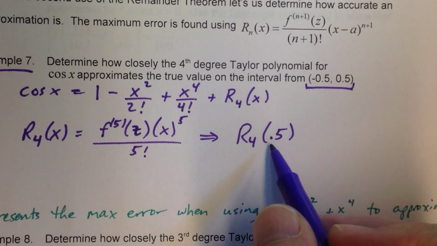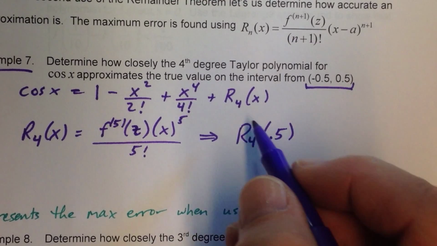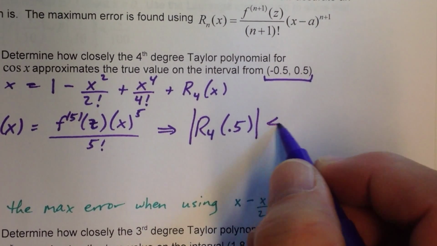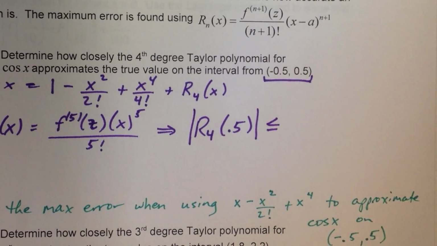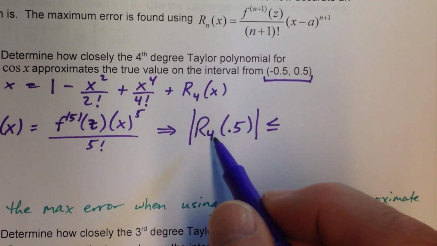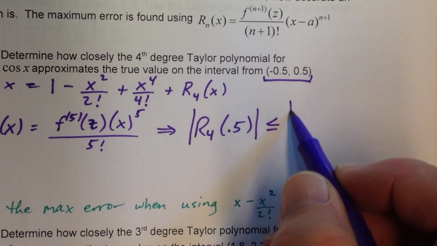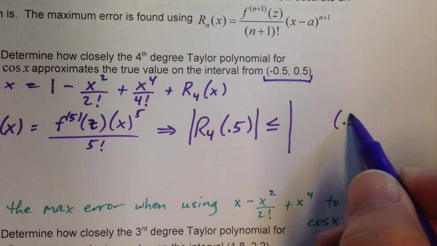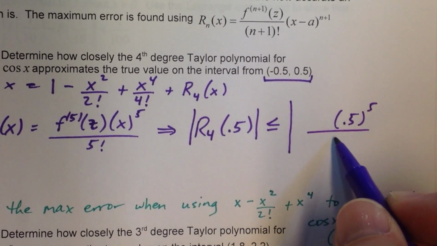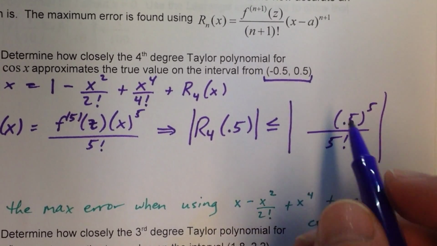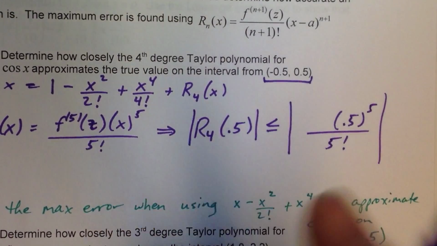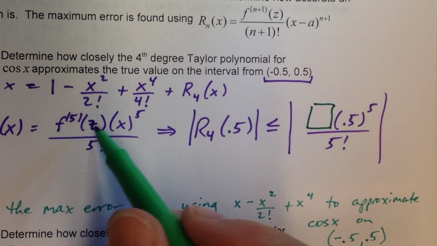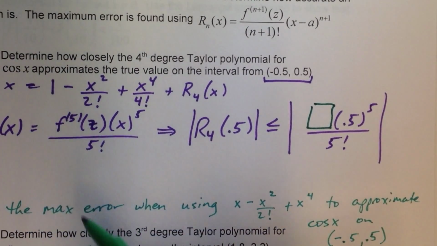But let's go as far away from center as we can to the right, and we're going to take R4 of 0.5. If we take the absolute value, we're always talking about positive numbers here, that remainder is going to be less than the absolute value of this guy here. Let's just put in the 0.5 to the 5 right there over 5 factorial, and all we have to do is figure out right here the maximum value that the fifth derivative of cosine can possibly be.